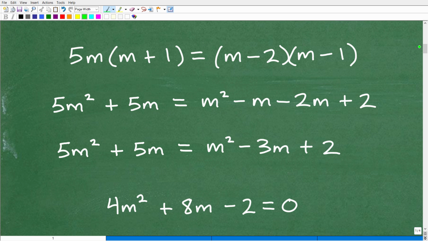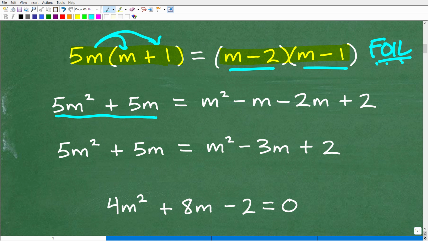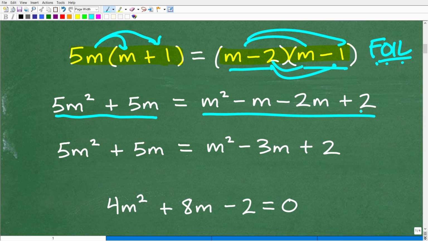All right, so with all that being said, let me go ahead and start going through this equation step by step. The first thing we want to do is use the distributive property on the left-hand side, and multiply on the right-hand side. So we have 5m times m plus 1, which gives us 5m squared plus 5m. Again, this is the distributive property. And then we have m minus 2 times m minus 1. Here we can use the FOIL technique: first, outer, inner, last. When I do all that, I end up with this trinomial. So we have 5m squared plus 5m is equal to m squared minus m minus 2m plus 2.